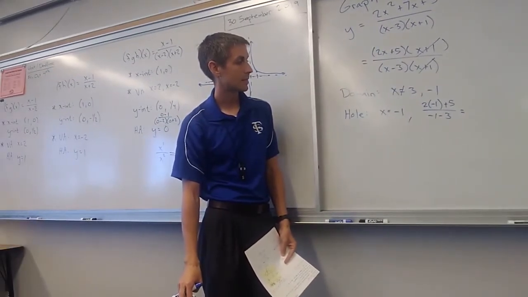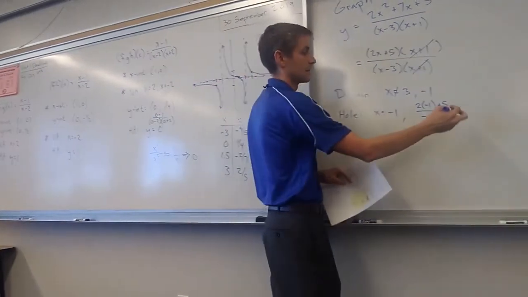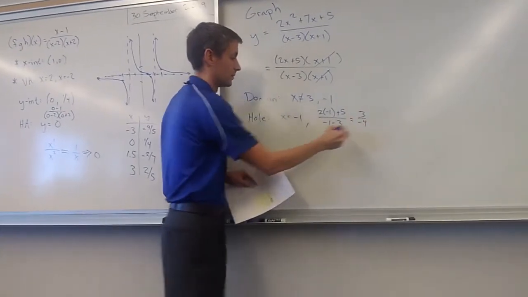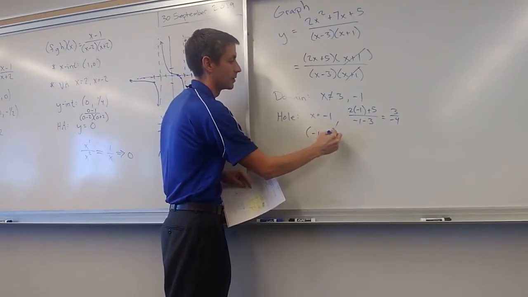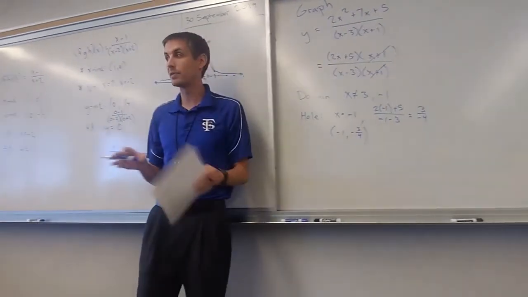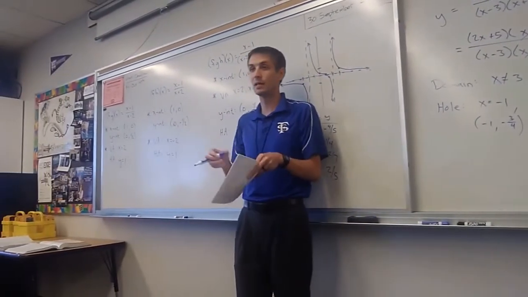So on my graph, whatever I'm graphing, I'm going to get to that point, and instead of continuing my graph, I'm going to put an open circle and then continue on past it. Okay? So that's the coordinate of our hole. All right, what else do we know?